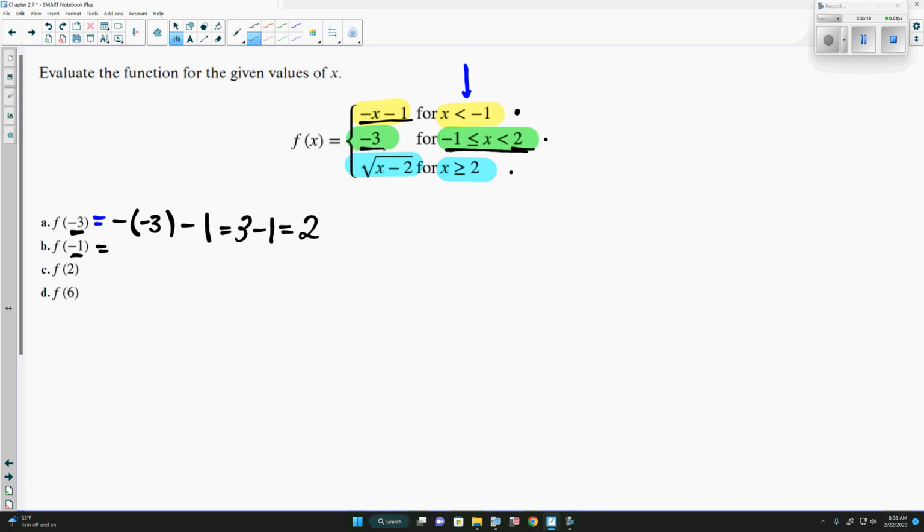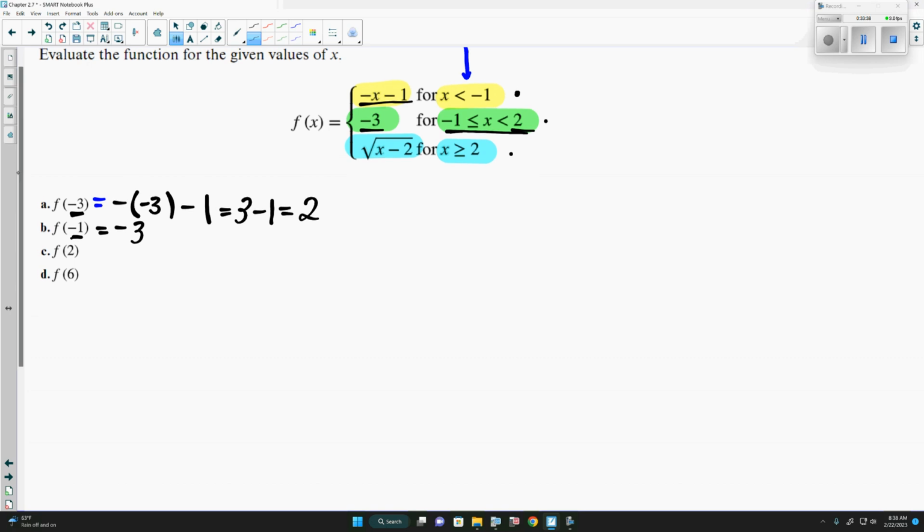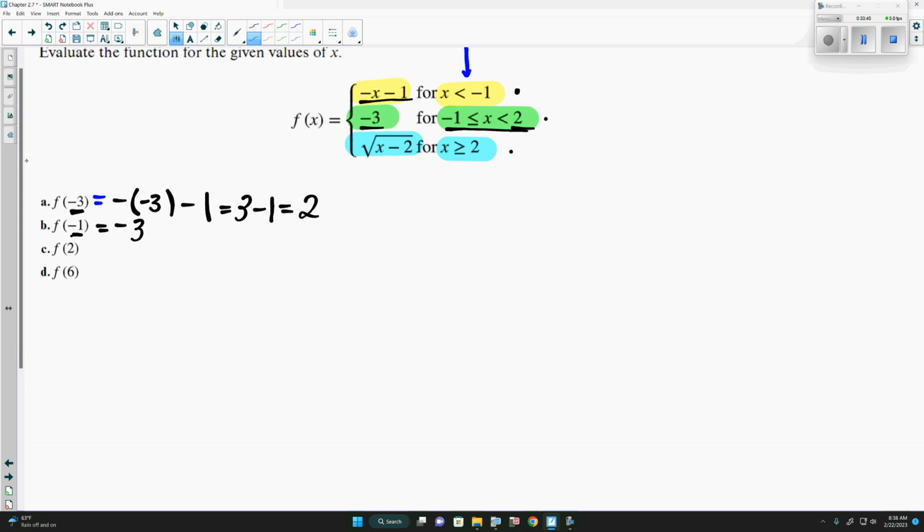So this is equal to negative 3. Because when it's just a number, we have a horizontal line, so all the values between negative 1 and 2, including negative 1, will all have a value of negative 3. Any questions on A or B? Let's look at C, f of 2.